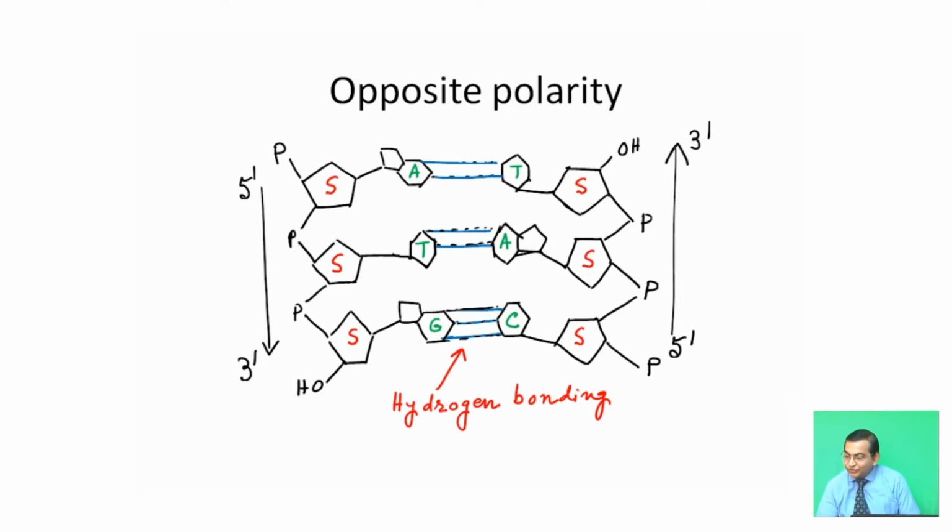Now in the double helical structure, the sugar phosphate backbone is there. The bases are attached to each other by hydrogen bonding. Suppose in this figure, GC, guanine and cytosine, are connected by 3 hydrogen bonds, whereas adenine and thymine are connected by 2 hydrogen bonds. The strands are antiparallel, that is 5 prime, 3 prime, and they are in opposite polarity.